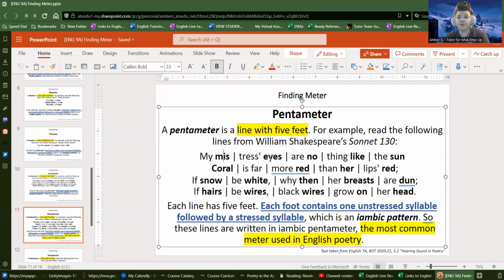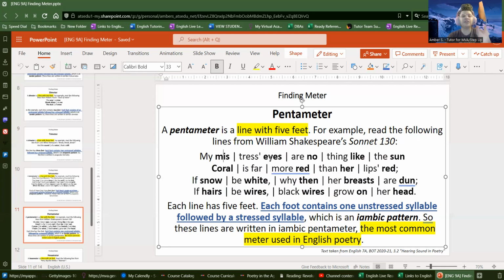And this is part of what makes poetry difficult. You have to be able to keep up with this pattern and choose words that fit this pattern for your poem. Because as soon as you choose something that doesn't fit here, then it's not iambic pentameter anymore. So this is part of what makes poetry really difficult.